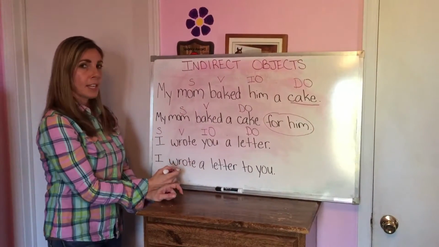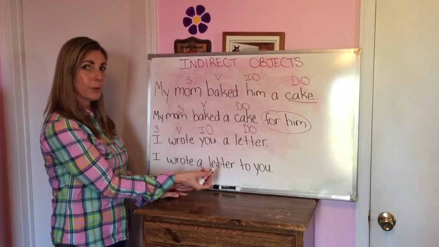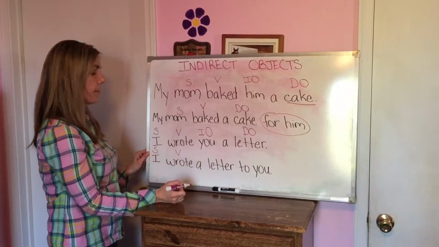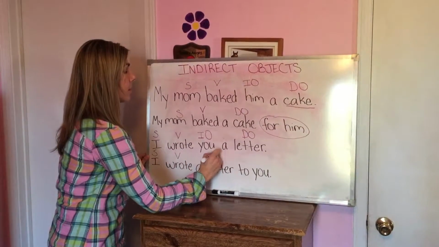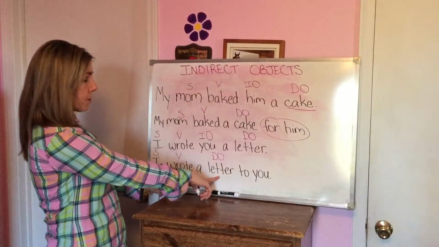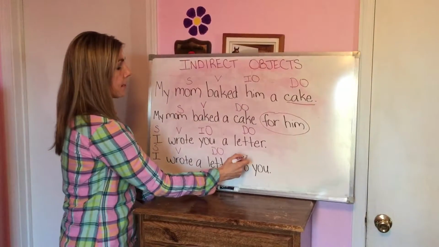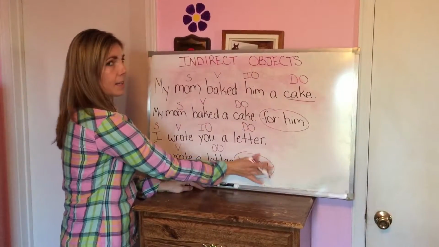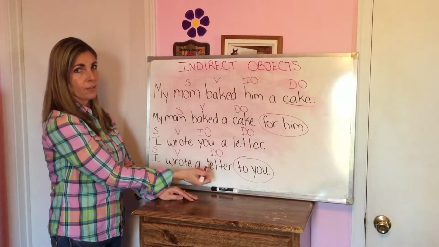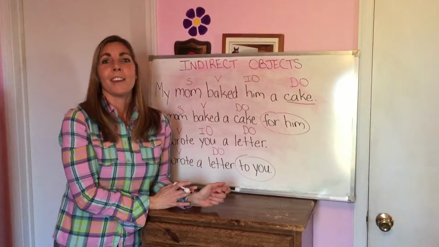Okay. So now let's look at the next sentence. It's the same sentence, but worded differently. I wrote a letter to you. So we already know I wrote is our subject, verb. I wrote what? Letter. That's our direct object. And when we look between our verb and our direct object, we only have the word a. This is not an indirect object. This to you, this is something else entirely. This can't be an indirect object because it's not between your verb and direct object. Okay? So that is our lesson today, indirect objects.